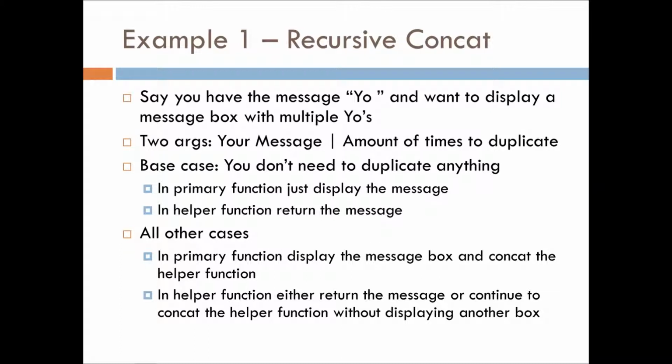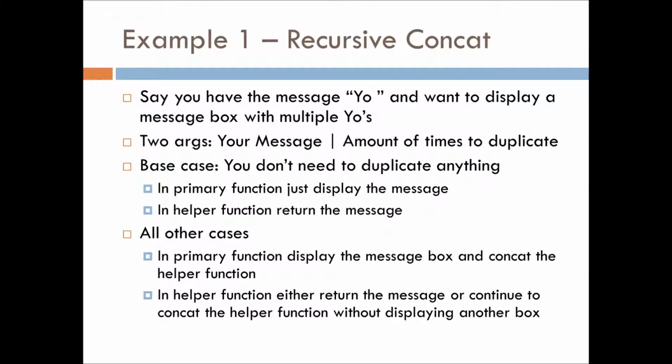So let's look at our first example, which is going to use what I just talked about: recursive concatenation of strings. So say you have a message called yo and want to display that in a message box or a message of some sort multiple times, like yo yo yo yo. So you have a function where your first argument is the message, and the amount is the second argument. In the case that we're going to look at, I'm going to describe it in this way, but there are other ways to do this function that don't require a helper method.